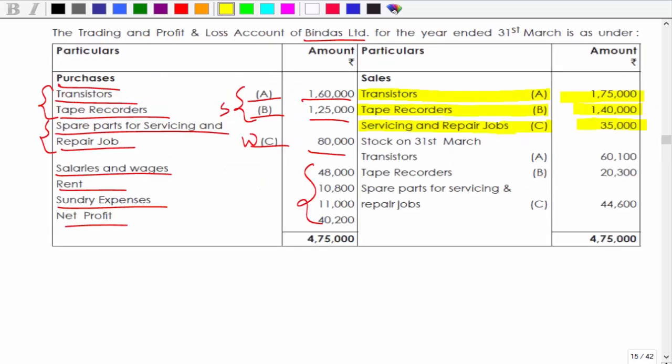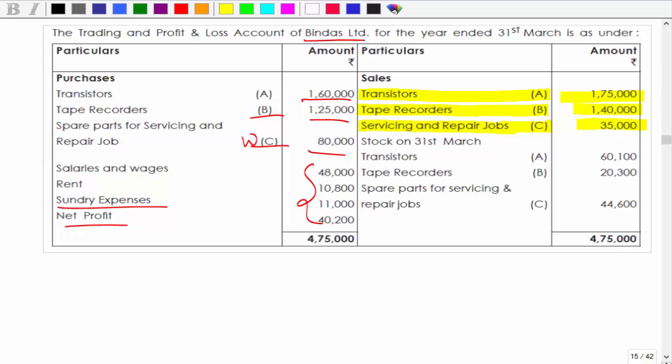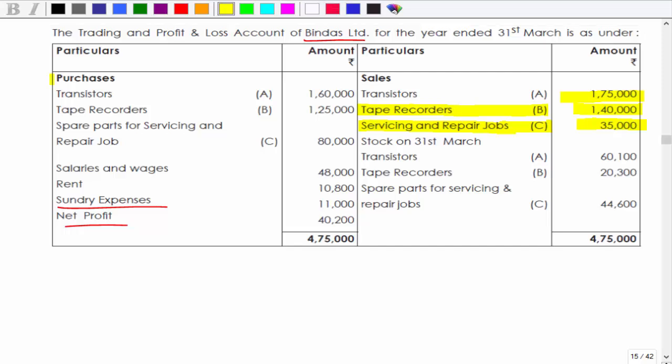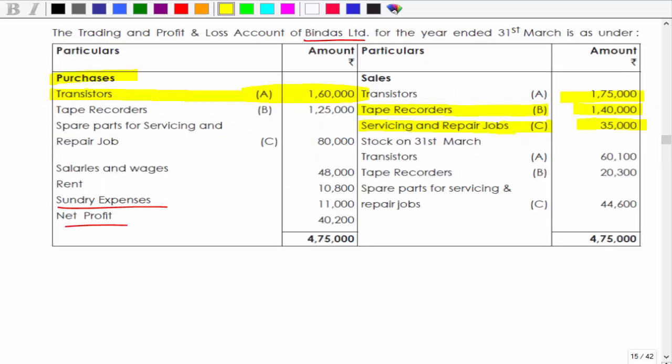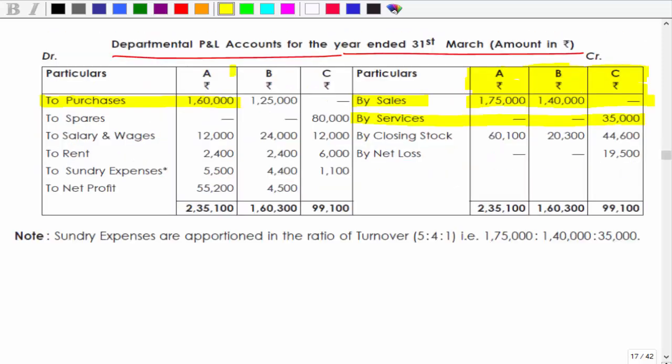Go back to the question. Let us capture their expenses. They have various expenses. Let's capture one by one. If you take all the three departments, number one, there is purchases. Transistors purchases happening at department A. So we'll say two purchases. In department A, transistors 1,60,000. Then in department B, 1,25,000 purchase of tape recorder. So 1,25,000 across department B, okay, and department A already we have done.